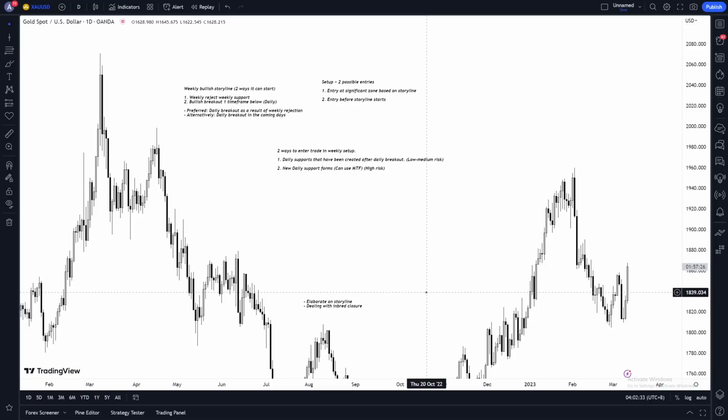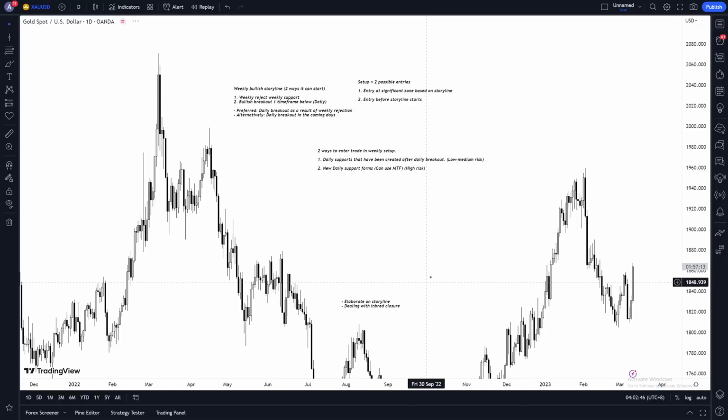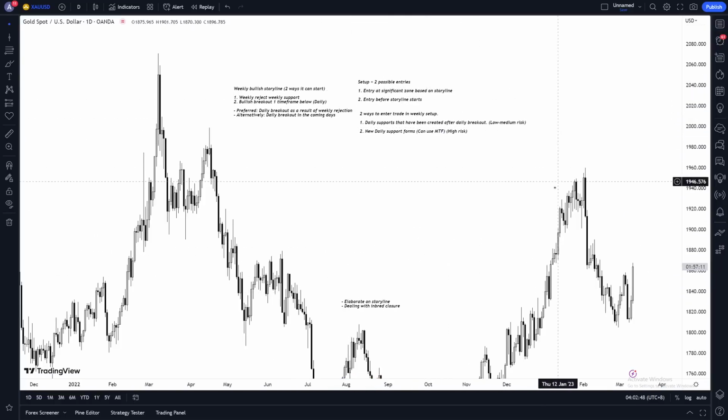Lower risk. The second way is daily reject daily. The daily storyline hasn't even started as bearish, but the H4 just creates a nice bearish resistance. That's it, and you enter from there. It's valid. It's absolutely valid. So yes, this is my elaboration on the storyline.